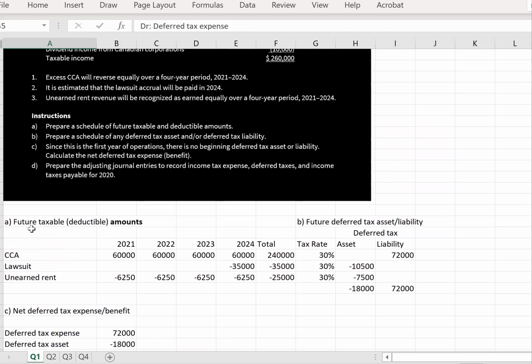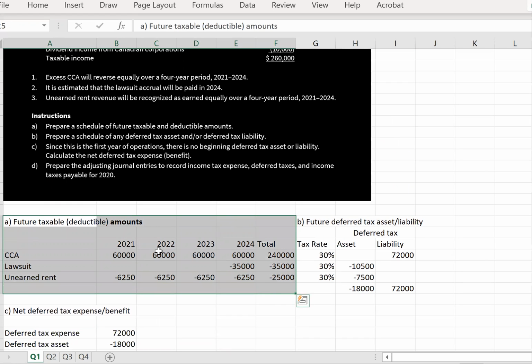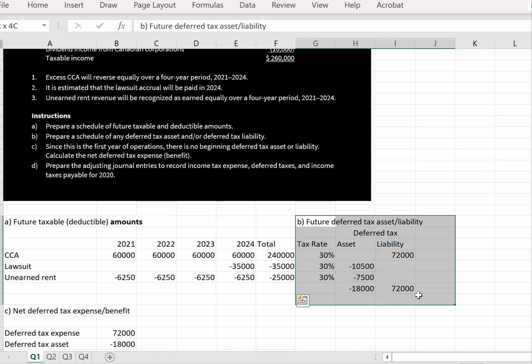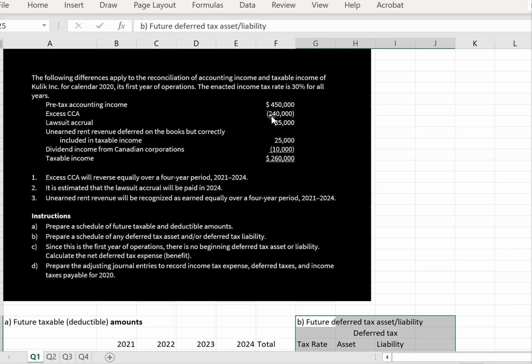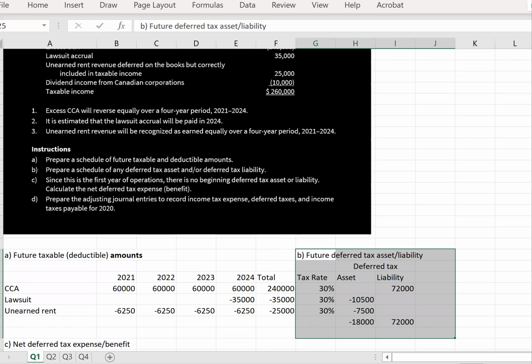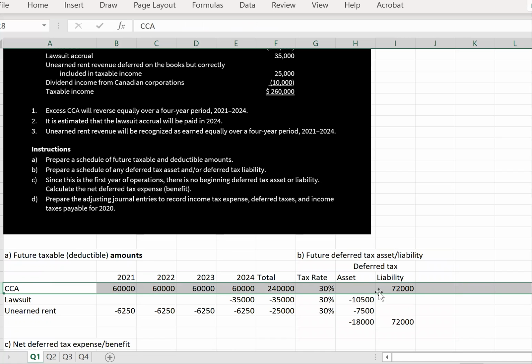So just to recap, here we prepared a schedule of future taxable or deductible amounts. And the key thing to note here is that these are the amounts, so the total dollar value without applying the tax rate. Then B is where we applied the tax rate. So we came up with our deferred tax asset or a deferred tax liability. We really want to separate those out. So the way that we know if it's a deferred tax asset is if it's going to reduce our taxable income in the future, and if it's going to increase our taxable income in the future, if we think about that reconciliation. So is it going to go through as a deduction or is it going to be an add back to accounting income?